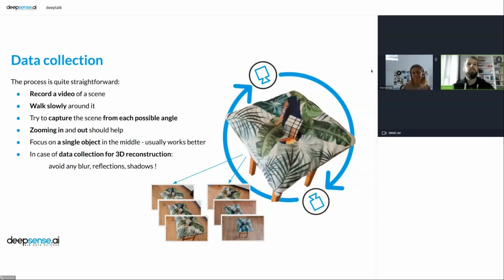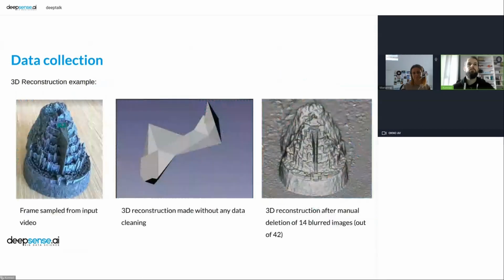But for the 3D reconstruction, you have to be much more careful, because even small blurs, reflections, or shadows can cause the algorithm to fail. And we have the examples to show you. So basically on the left, you can see the image from an original video. At first, we ran one of the algorithms called Mushroom, if I remember correctly. There were like 42 images, and we didn't do anything with them, and we got this thing in the middle. It's even hard to say what it is.